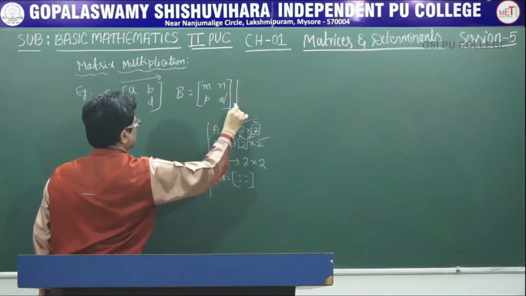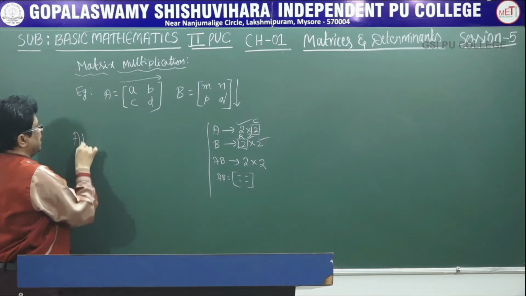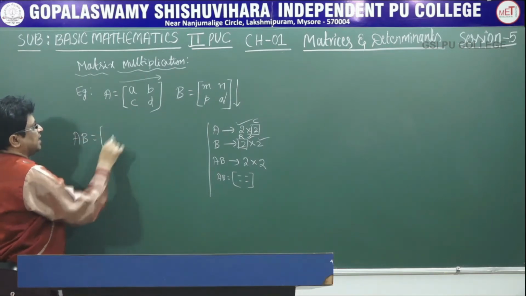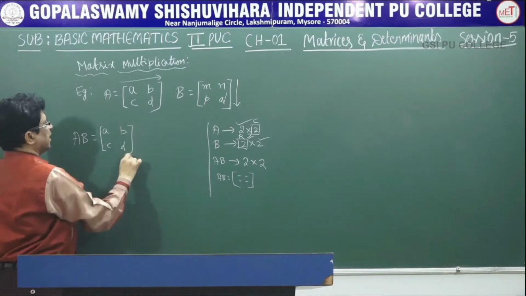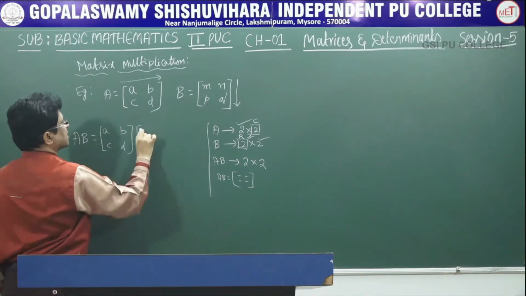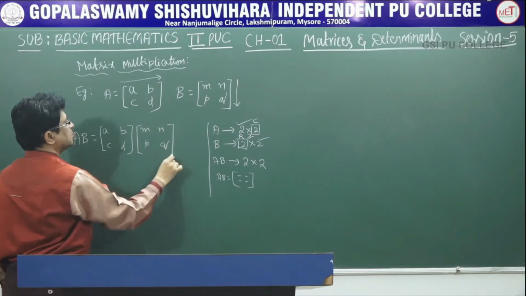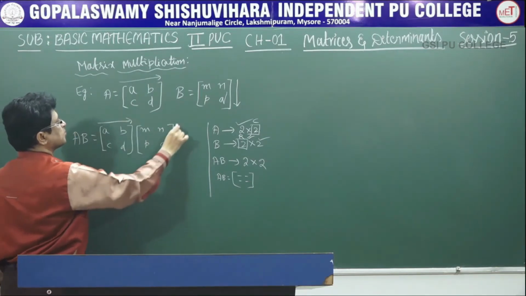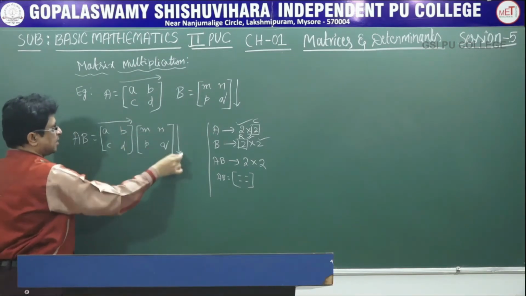Row into column. So, AB is equal to, first we shall write the A matrix A, B, C, D and we write the matrix B M, N, P, Q. So, it is row into column.